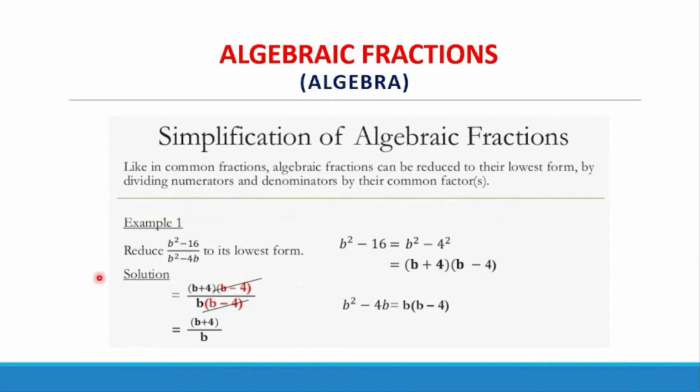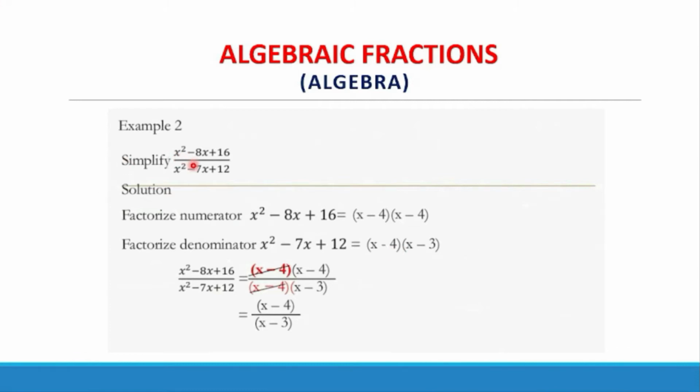For the denominator, we factor out the common variable, which is b, giving b times b minus 4. Putting in the numerator, b plus 4 times b minus 4, over the denominator, b times b minus 4. Like terms in the numerator and denominator, b minus 4, cancel out, and the remaining value is b plus 4 all over b.